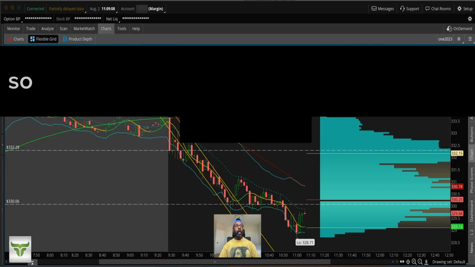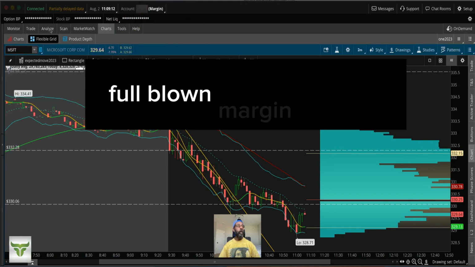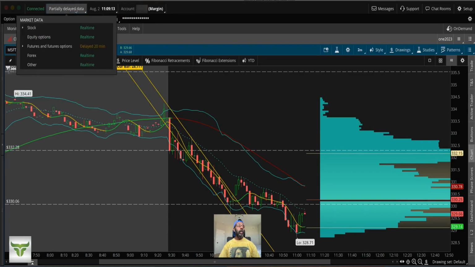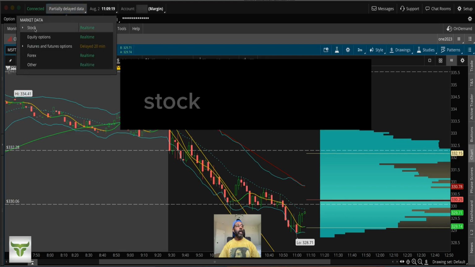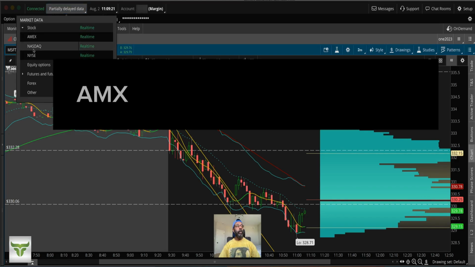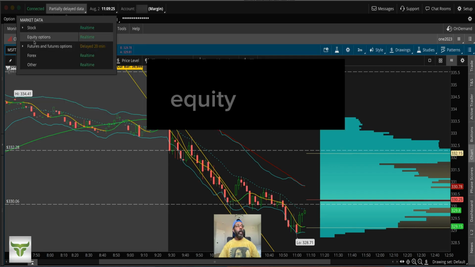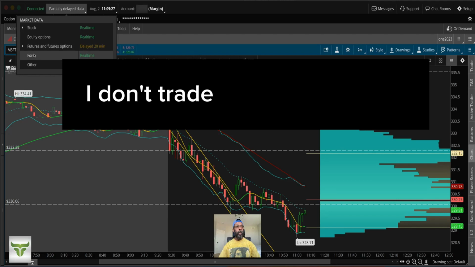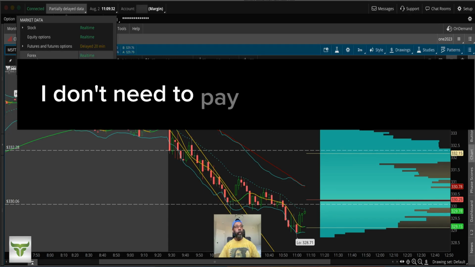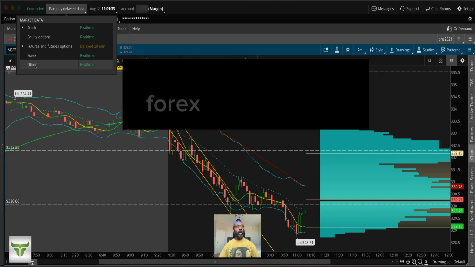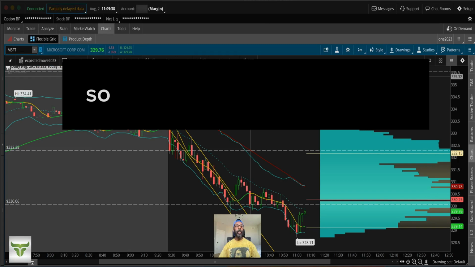So first of all, margin account, real live margin account, full blown margin account. Stock is in real time. Amex, New York Stock Exchange, NASDAQ, all real time feeds. Equity options, real-time futures. I don't trade it on this platform. I have it for free with the other instruments that I can look at. I don't need to pay for the subscription. Forex, real-time, others in real time, right? So let's get that out of the way.